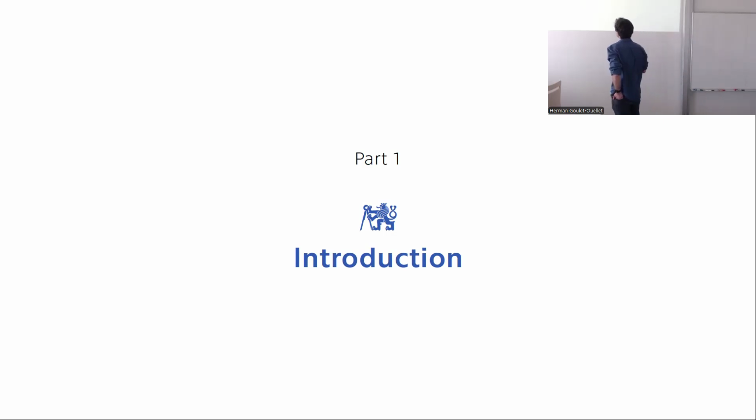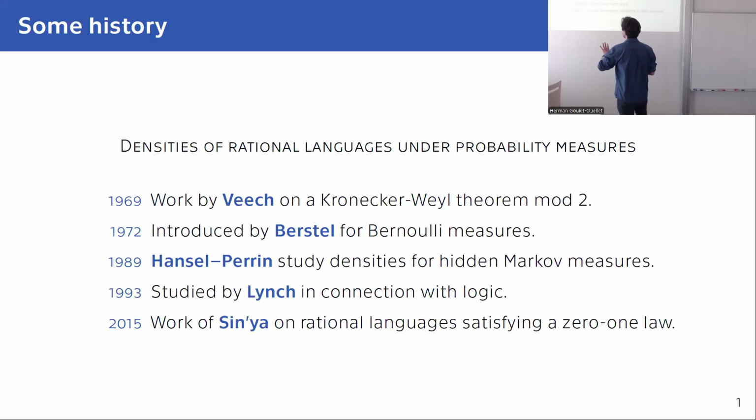So, introduction. I just wanted to give briefly a bit of history. This is a topic which was already studied in the past quite a lot, this idea of density of rational languages under some probability measures. I give here some names with some years. Maybe I can highlight the name of Perrin, the same one that was in the list of authors.